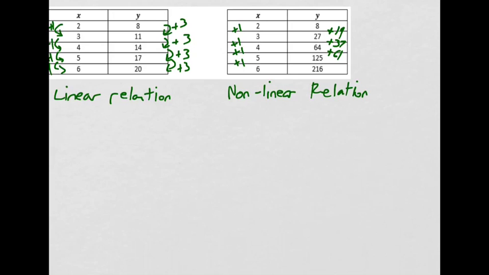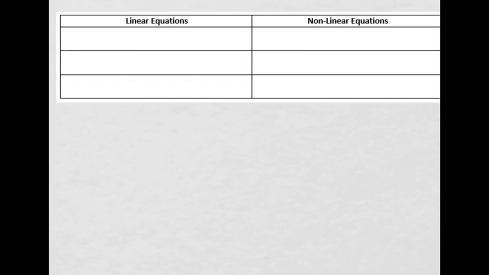Straight line. Second way? They go up by the same amount. Table goes up by the same amount. The third way would be in an equation. Okay? This is a little trickier. You know whether or not an equation represents a linear relation if the degree of every term is 1.